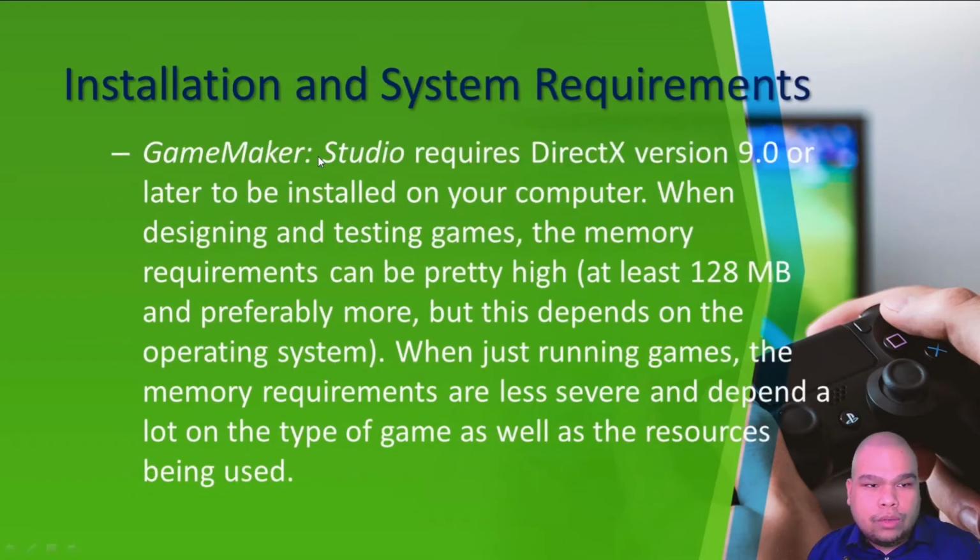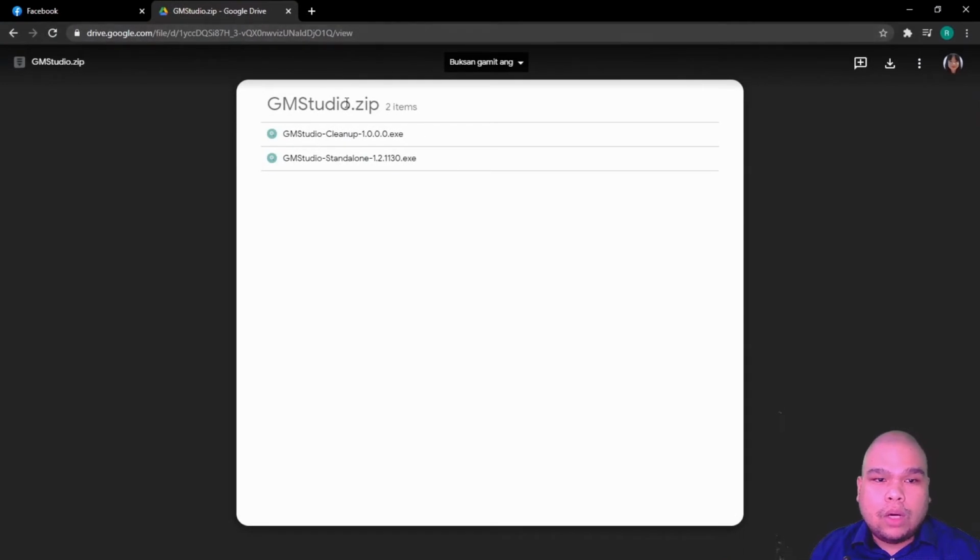Okay, now I'll be showing you how to install GameMaker Studio. First, you'll need the download link. I'll be providing you the download link for you to download GameMaker Studio. I uploaded a copy of my GameMaker Studio onto my Google Drive, so I'll be sharing the link to this Google Drive in the link below.